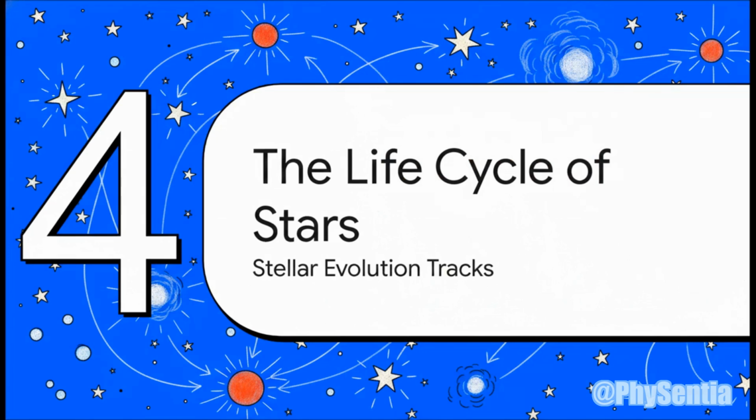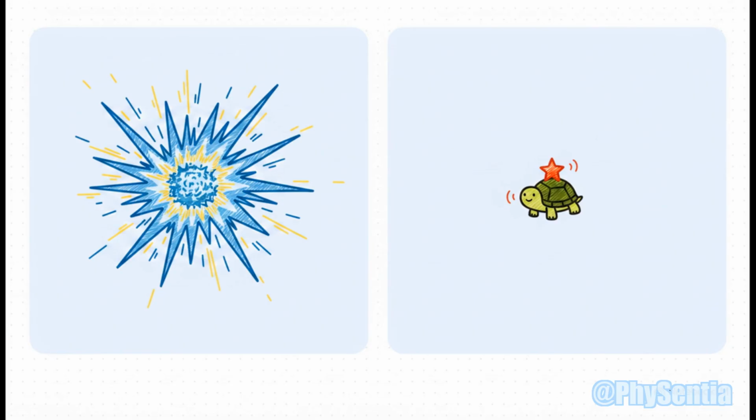Basically, they're the super dense, burned out remnant cores of stars that have already shed their outer layers. Which brings us to part 4, the life cycle of stars. Let's trace those stellar evolution tracks. When it comes to stars, mass is destiny. It completely dictates a star's ultimate fate and how it's going to move across this map over time.